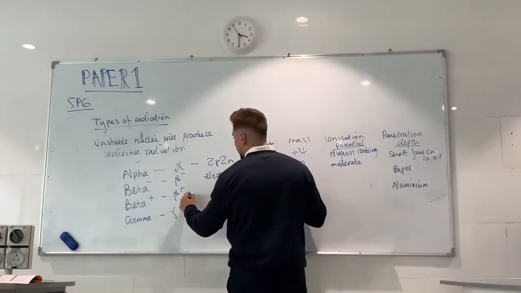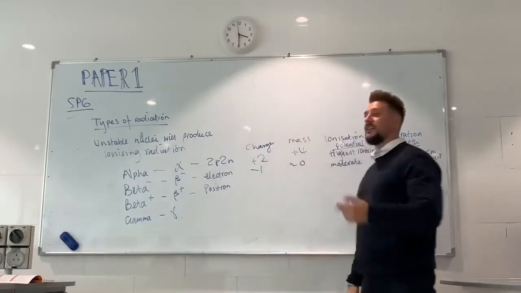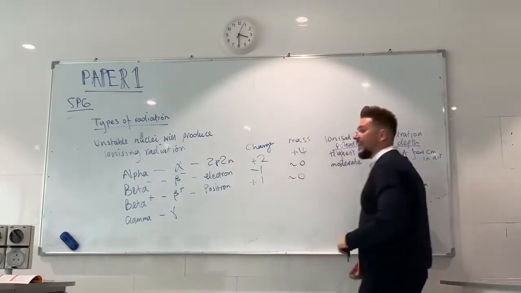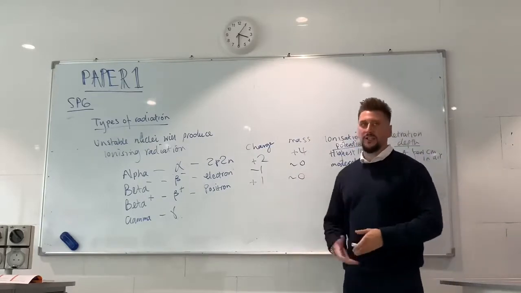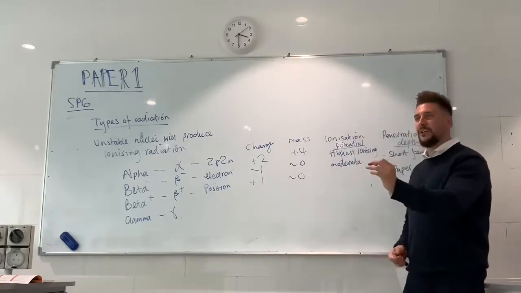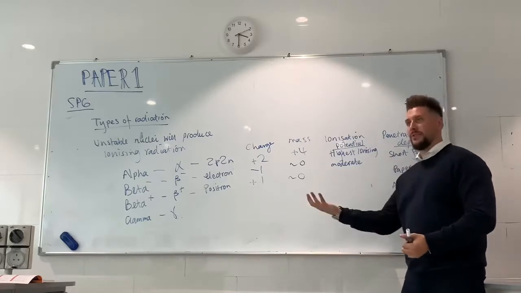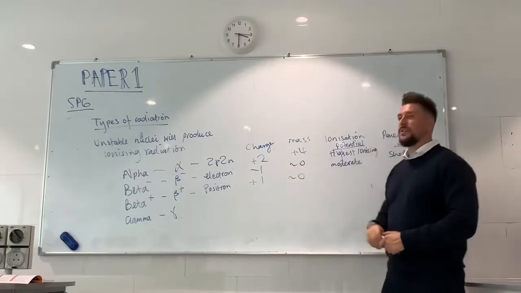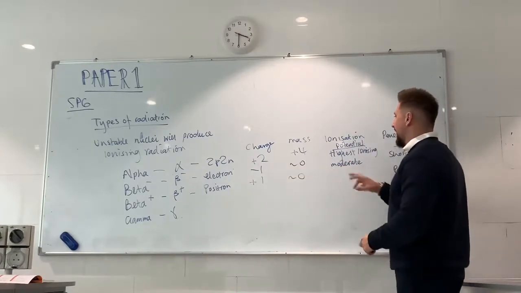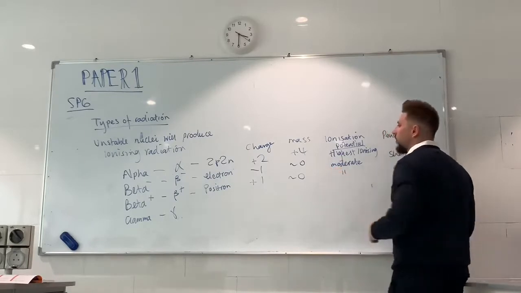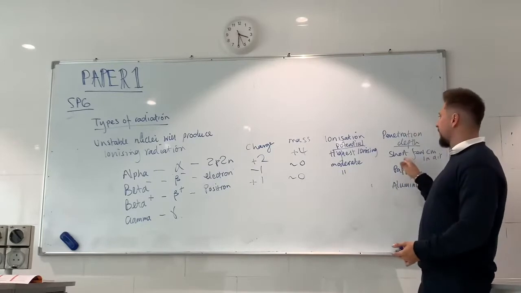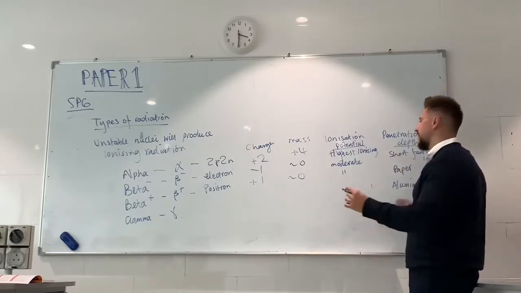Beta plus is a positron. This is the particle that is created inside the nucleus. The positron has a charge of +1. It also has a negligible mass. The positron is essentially exactly the same as the electron, except it's its mirror image. It's the antimatter particle of the electron. It has the same mass, it just has opposite charge. Ionization potential, it's also moderate. It's basically the same thing as an electron, except the penetration depth of a positron is slightly different.